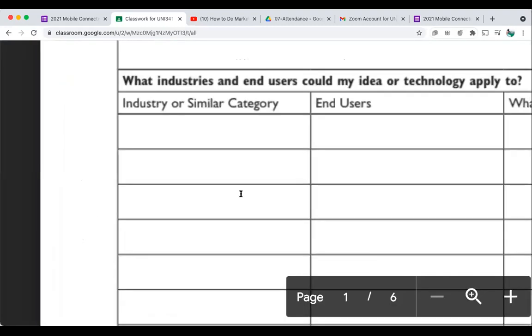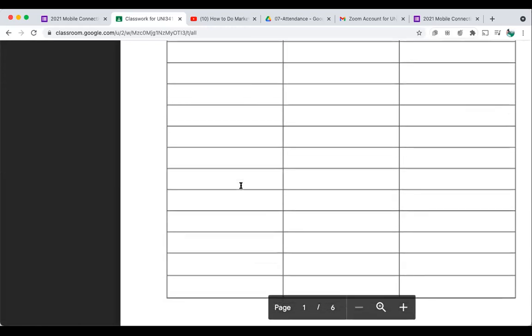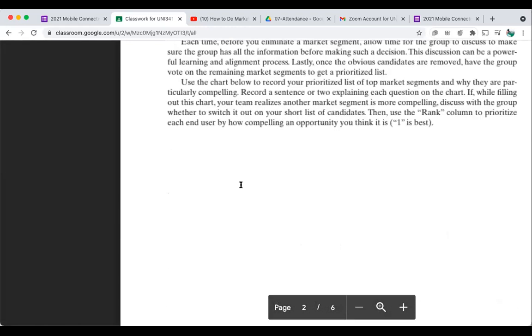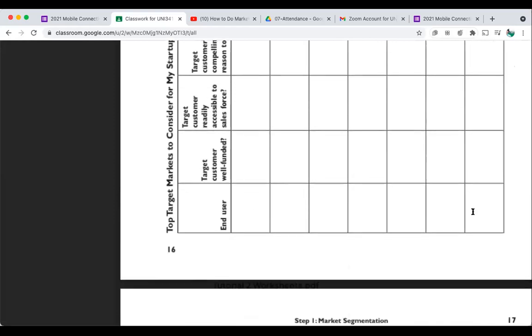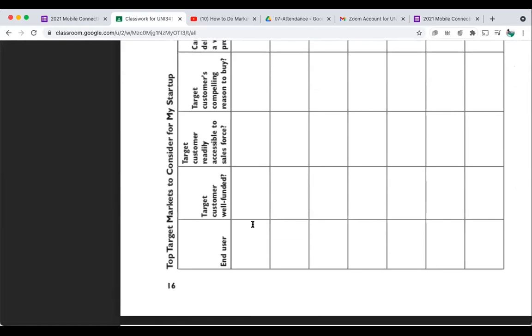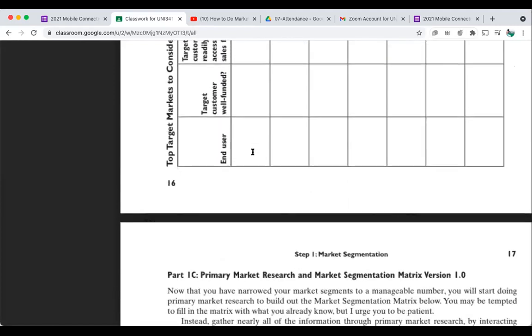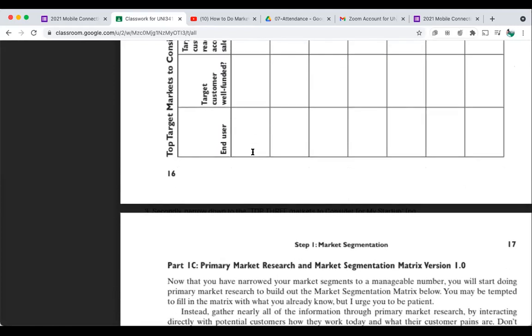Very simple, just go back to the same worksheet and fill up the second part, Part 1B. This is the end user list. And then you just do a checklist. Are these customers well-funded? Do they do shopping? Like if you're selling to elderly people, they don't typically shop outside, you see. So how do you actually sell this to elderly people? You have to think about this. This gives you a checklist. And there is actually an example in the book. You can refer to the examples in your textbook, okay?